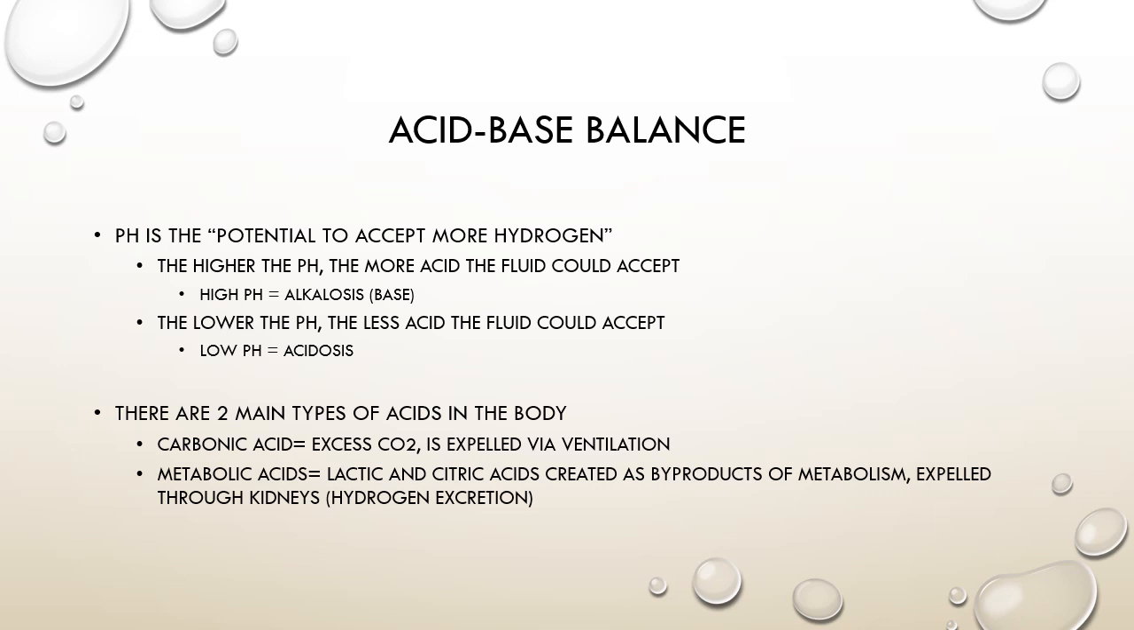So if you have a high pH, you're actually very alkalotic. You have alkalosis, or very base. The lower the pH, the less acid the fluid could accept. So low pH means that they already have acidosis. There are two main types of acids in your body.